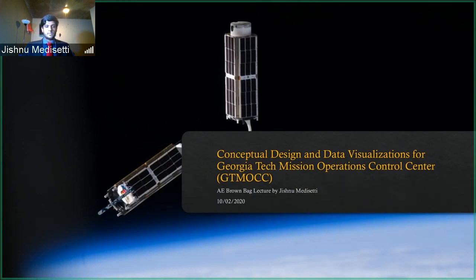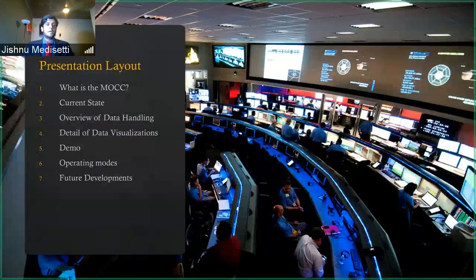All right. So here's a quick overview of how my presentation is going to go. First, I'm going to talk about what is a MOCC, and then talk about the current state of what we have in terms of a ground station and mission control, and then give a brief overview of how our data is going to be handled and processed, and then go into detail of the different visualizations that we have. And then I have a quick demo of all of this put together so you can see what happens from when we receive a transmission from a satellite all the way to when it gets presented. And then go over the different operating modes, and then finally end with some of the future developments that we are looking forward to implementing later in the semester.